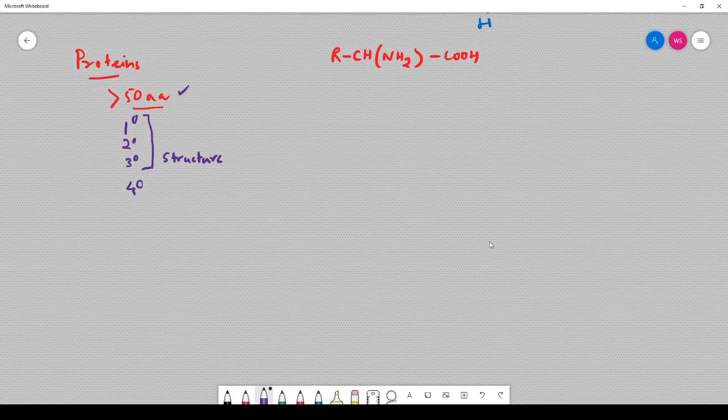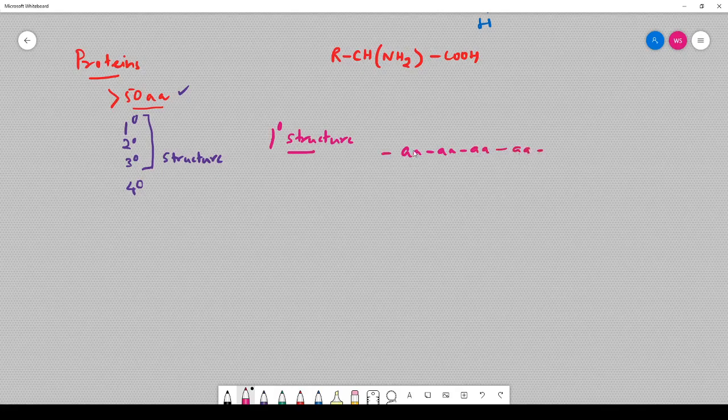So now we are going to talk about what are these different structures that we are talking about. So let's say the primary structure. So the primary structure of a protein is what we drew initially. Amino acid, amino acid, amino acid, amino acid. So there's amino acids in sequence, it's kind of linear. So this linear chain of amino acids, where the individual amino acids are linked by the peptide bond, constitute the primary structure.